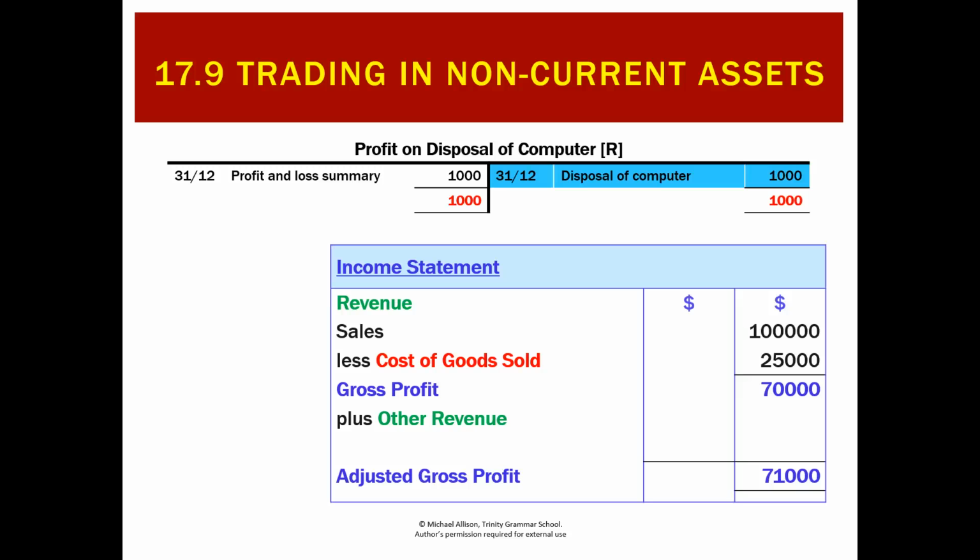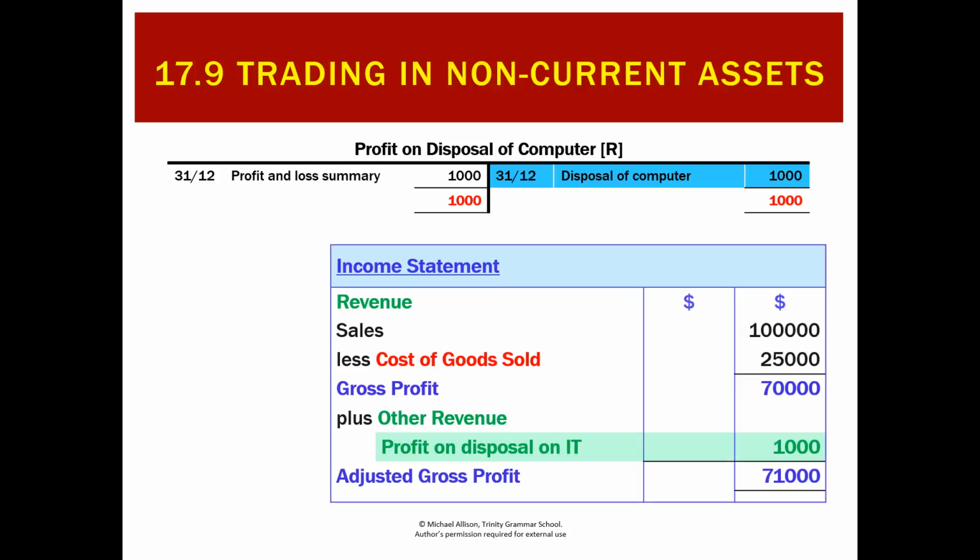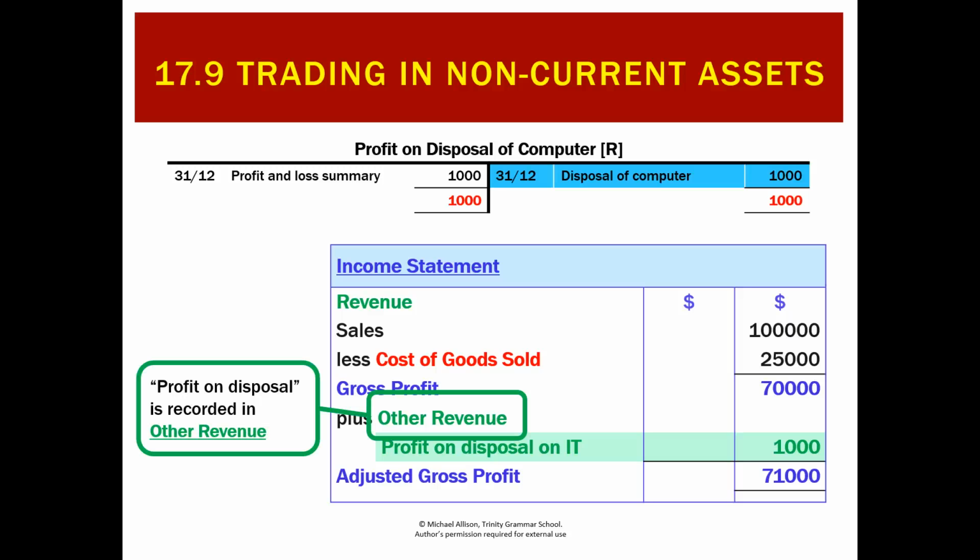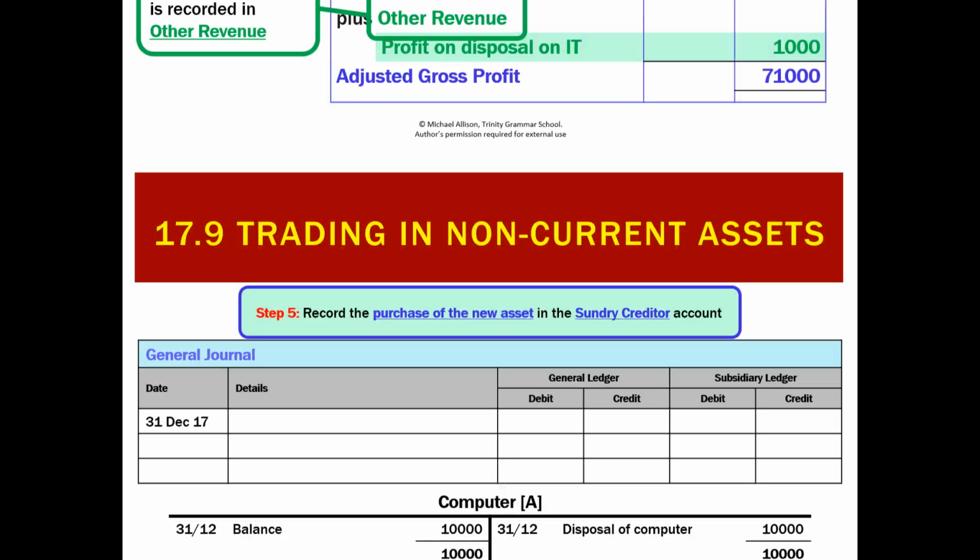Let's look at where that profit on disposal would go. So we had a profit of $1,000. That goes with our other revenue. We covered that in a previous video. It's not regular revenue, it's an other revenue. So we'd put it in with any interest or commission or discounts that we would get.